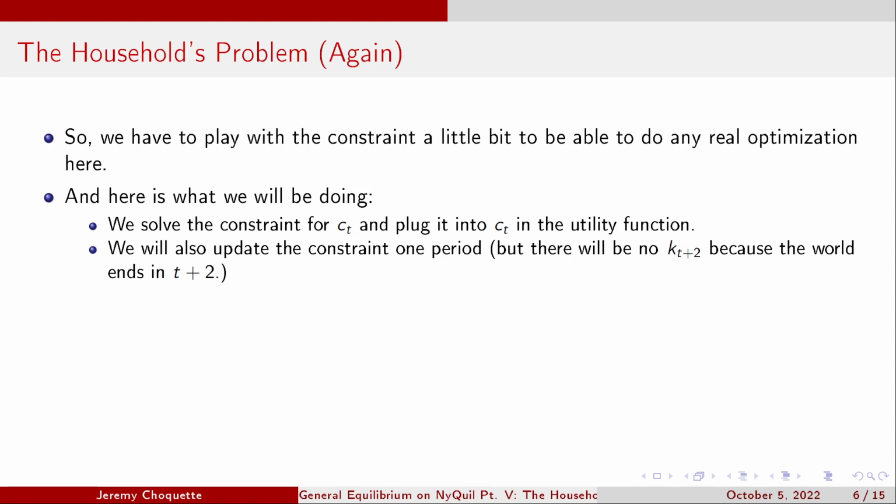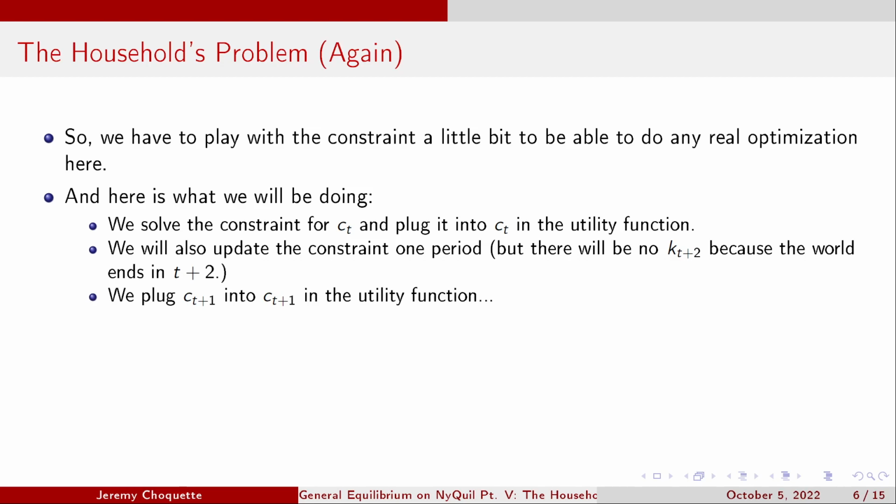No. Why would you? Because an asteroid's going to hit the Earth. It's going to completely obliterate the world. There is no point in saving for a future that's not going to exist. So there's not going to be any k_{t+2} because there is no t+2. So when I update the constraint one period, k_{t+2} just becomes 0.